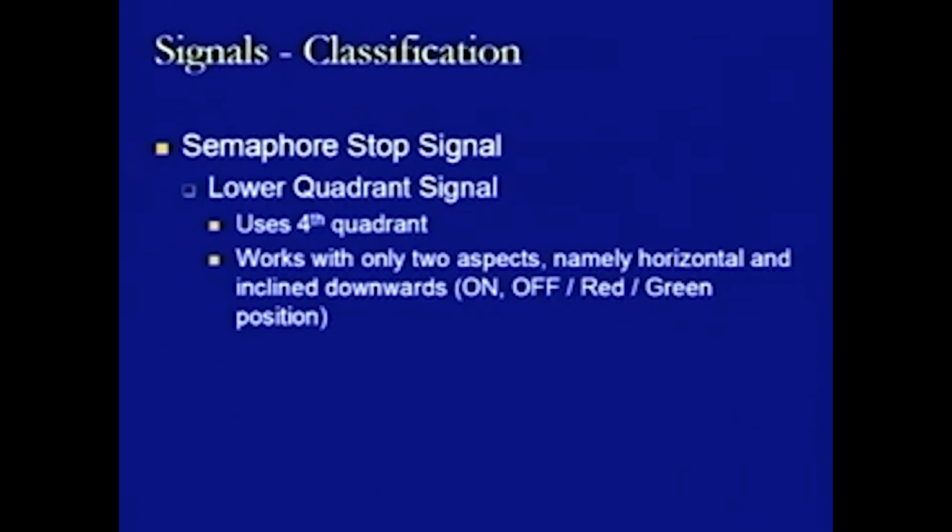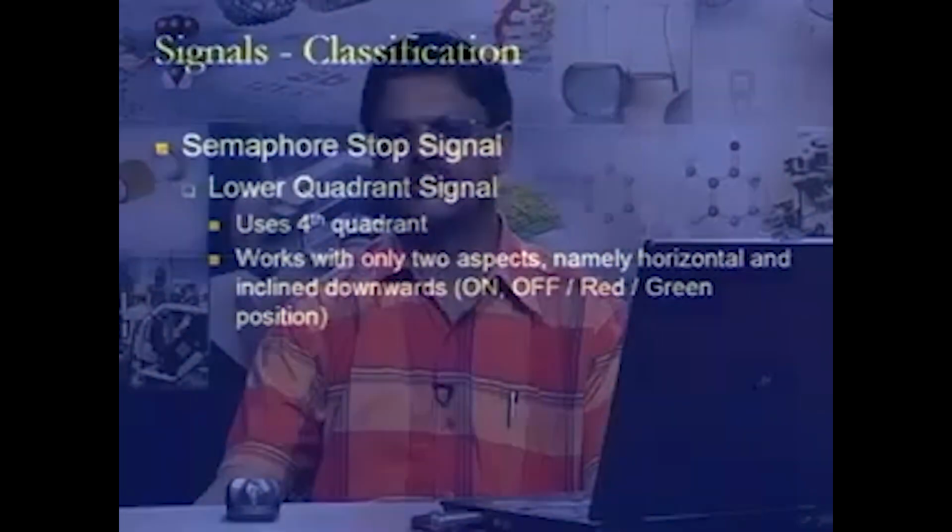Now, in the case of semaphore stop signals, we have one category of signal which is termed as the lower quadrant signal. This lower quadrant signal uses the fourth quadrant of the four directions in which the overall space can be divided. And it works with only two aspects, namely horizontal and inclined downwards, that is on condition, off condition, red or green position.